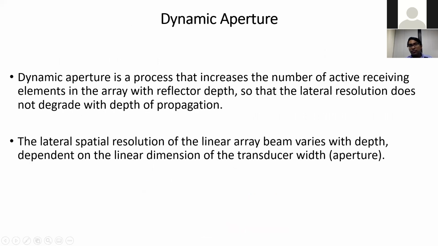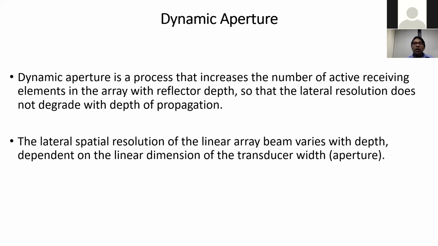Then there's the concept of dynamic aperture. So those of you who are interested in natural image photography, you would see that there are lenses which are sold with different F numbers. And F number is basically defined as the depth at which you are imaging divided by the aperture size. So the dynamic aperture is also a process of controlling the F number.